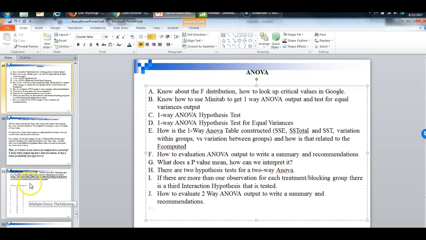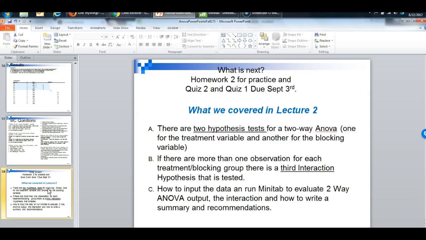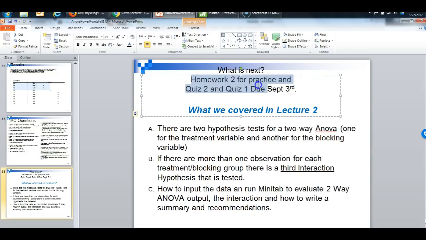There is one more multiple choice question with answers. I will let you explore that on your own. So what's next? You have homework 2 for practice for the Two-Way ANOVA, and then also quiz 1 and quiz 2 are due September 3rd. But we've got 2 weeks, so we've got 2 Wednesdays coming up. So feel free to come in and speak with me about anything that might be confusing.